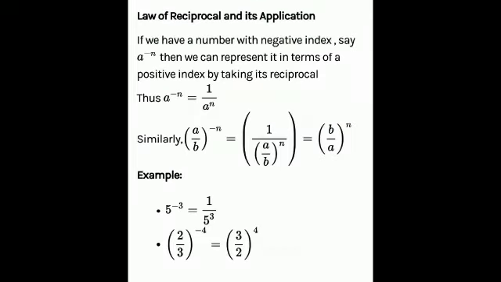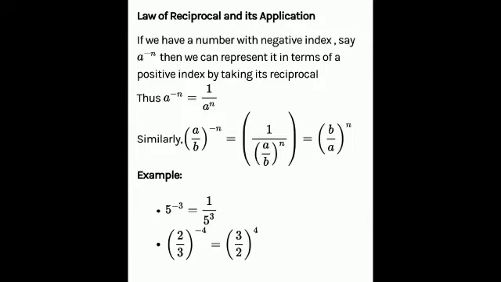Now students, let's see the next law, that is law of reciprocal. a raised to the power minus n is equal to 1 upon a raised to the power n. Similarly, a upon b whole power minus n is equal to b upon a whole power n. Students, we can say here, if we have a number with a negative exponent like a power minus n, then we can represent it in terms of a positive exponent by taking its reciprocal.